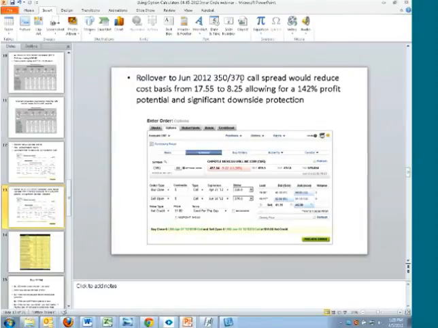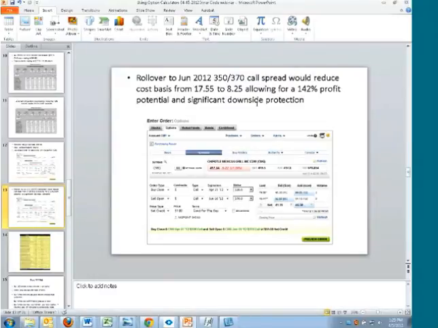So when we do that, the profit from the closeout of the expiring spread is going to reduce the cost basis of the new spread. So again, this reduces our risk and allows us to compound our returns.